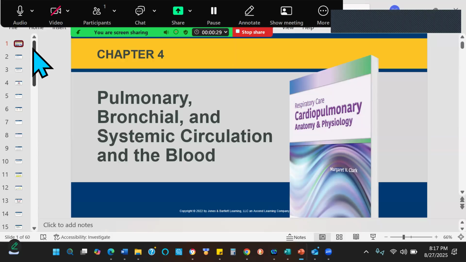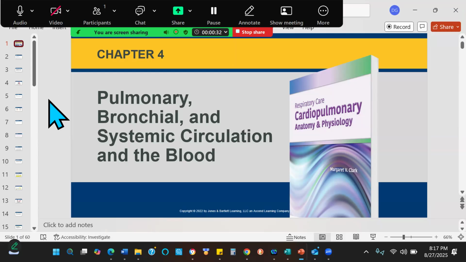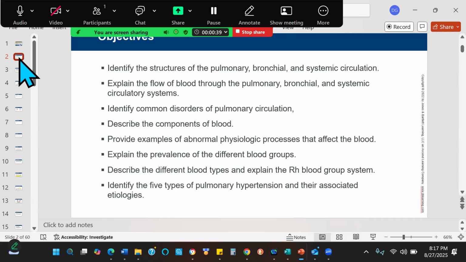It's the pulmonary, bronchial, and systemic circulation and the blood. Wow, that's a lot to cover in one chapter, but here we are, and we can do it. We'll talk about the structures of the pulmonary, bronchial, and systemic circulation, flow of blood through the circulations, common disorders of pulmonary circulation, components of blood, physiologic processes that affect the blood groups and RH groups, and then pulmonary hypertension and the various types of it.